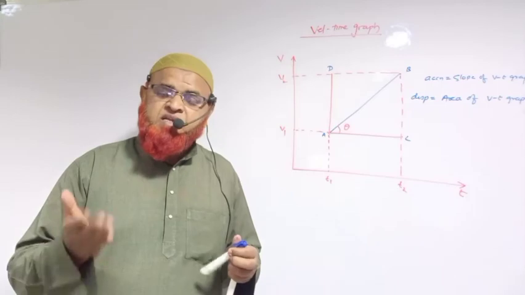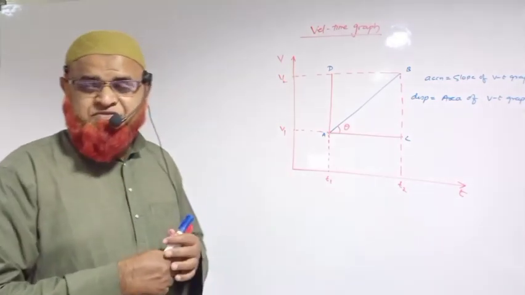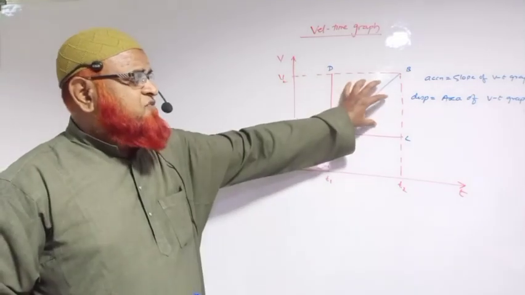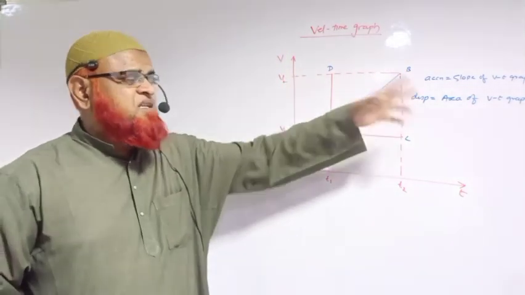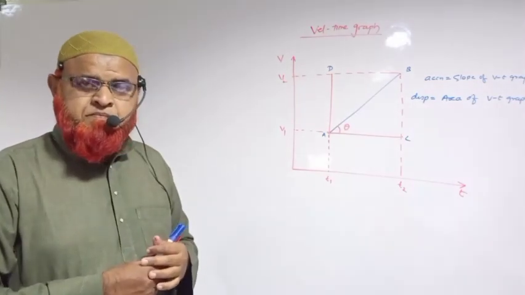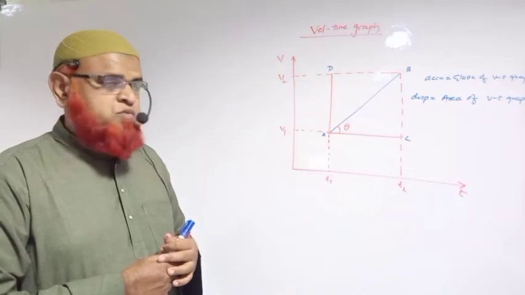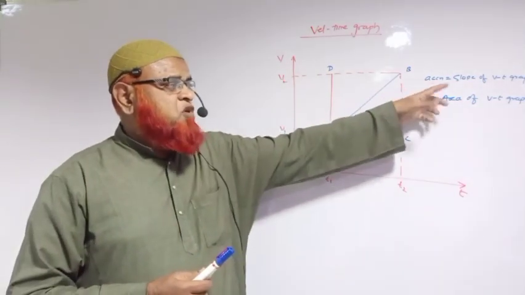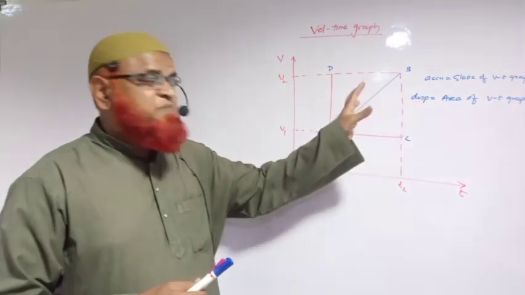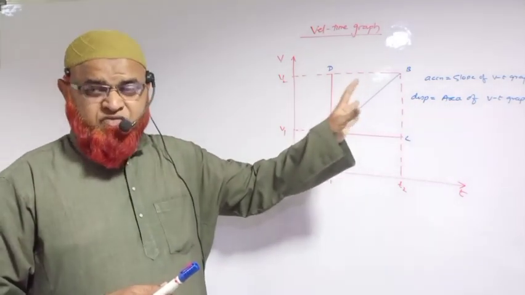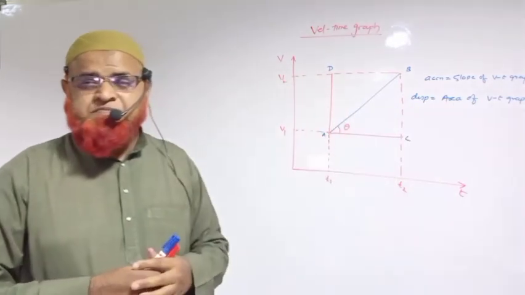Equations of motion can also be derived by using this graph. So it's a special graph where we'll get 2 physical quantities. One is acceleration, another is displacement. Okay? How? If you want to find acceleration, you have to find the slope of the graph. If you want to find the displacement traveled by using this velocity time graph, you need to find the area of the graph.